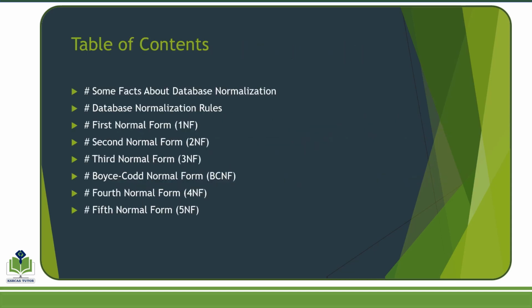These are the table of contents which we are going to look into in this session on data normalization. That is some facts about database normalization, database normalization rules, first normal form, second normal form, third normal form, Boyce-Codd normal form, fourth normal form, and fifth normal form.